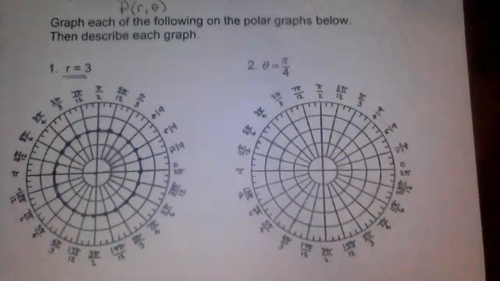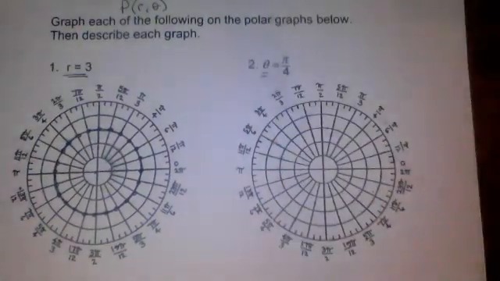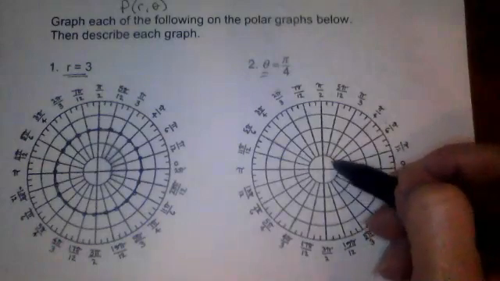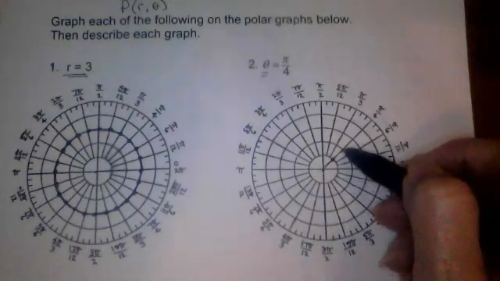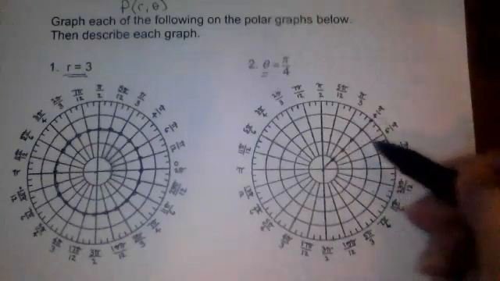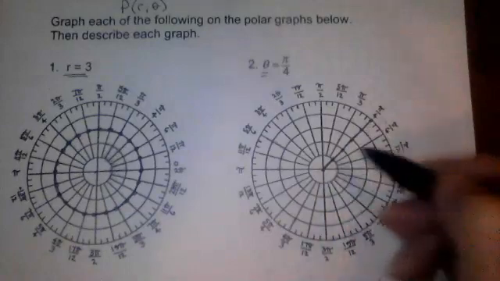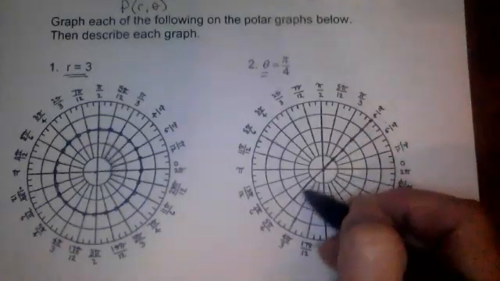Number 2 is almost as simple. This one says that we only have theta involved. That means r could be anything I want. Well, theta equals pi fourths is anywhere on this line. I could go out 1, I could go out 2, 3, 4, 5, or anywhere in between. But remember too that I could have a negative angle.